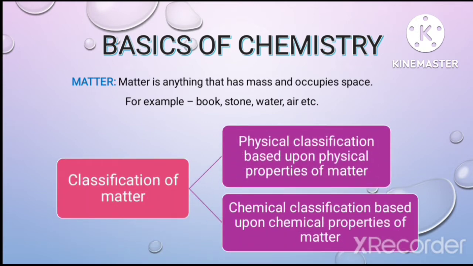Now see, classification of matter. The matter is classified on two bases. First is the physical properties of matter and other is chemical properties of matter. Hence, the classification of matter is of two types: the physical classification, which is based upon physical properties of matter, and the chemical classification, which is based upon chemical properties of matter.